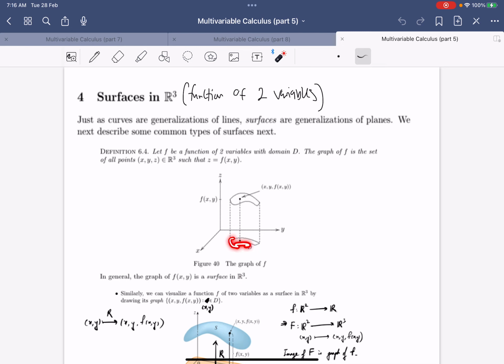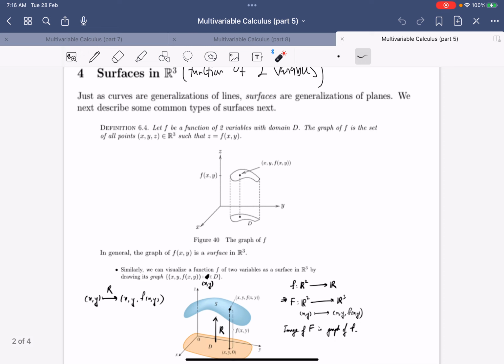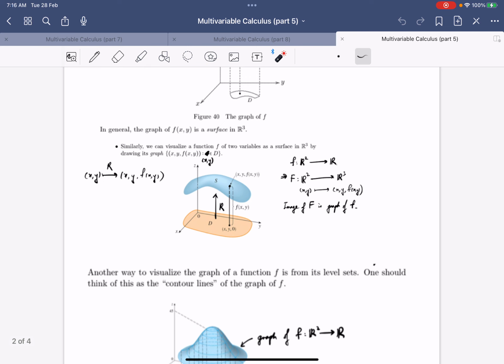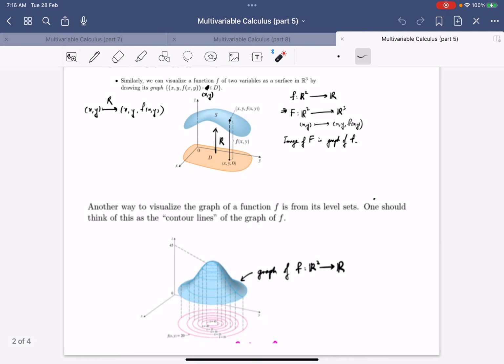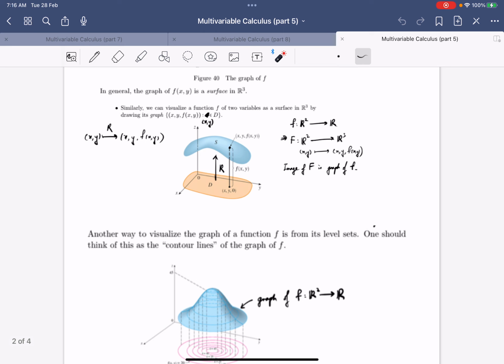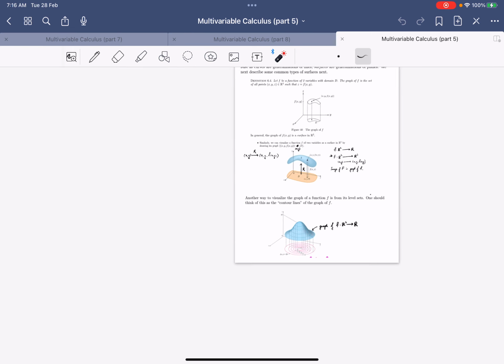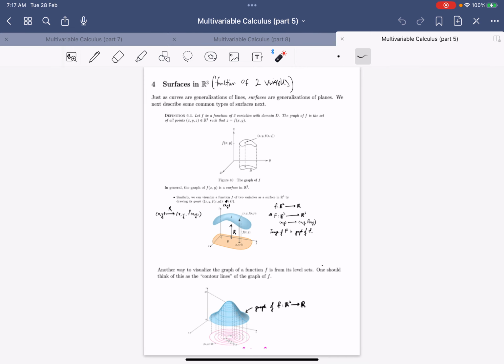So you can think of it as your points in the xy plane, and then you draw out this surface over here. And so this is how you visualize the function. You just send all these points upwards, and once you gather all the points, you get this surface. So if the function is linear, then you get a plane. Else, you just get some weird curved surface.